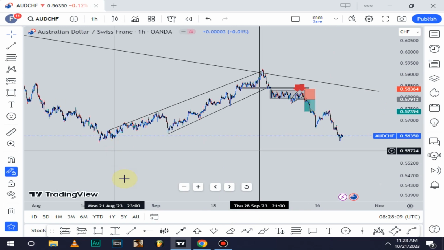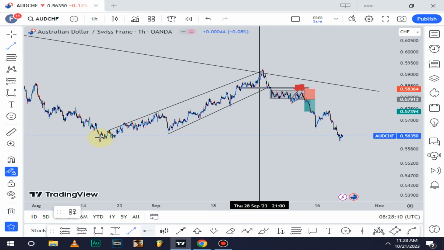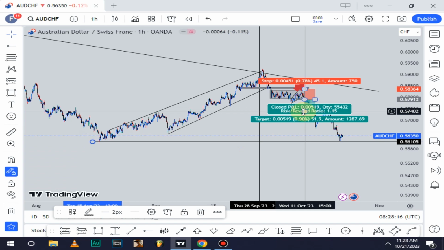This was it. You have this zone over here. This was the last low. All right, so this was the target.